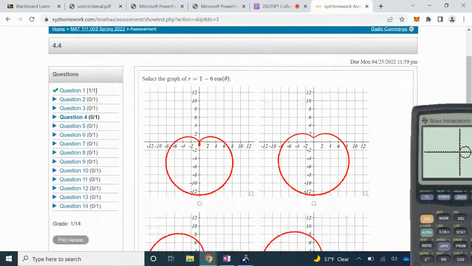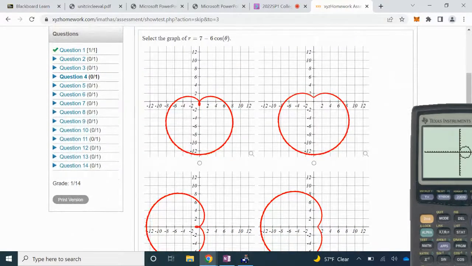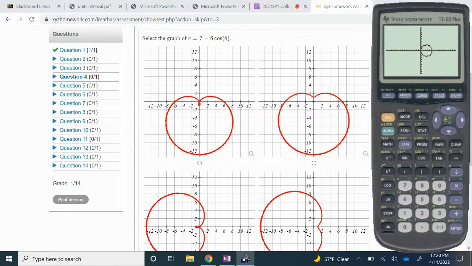This is number 4. We're given 7 minus 6 times the cosine of theta. Here again, there's nothing to graph by hand. We're simply going to use a calculator, but you do have the knowledge to graph it by hand if you wanted to. I'm going to go into Y equals, and this is 7 minus 6 times the cosine of theta. I'm going to use zoom 6.